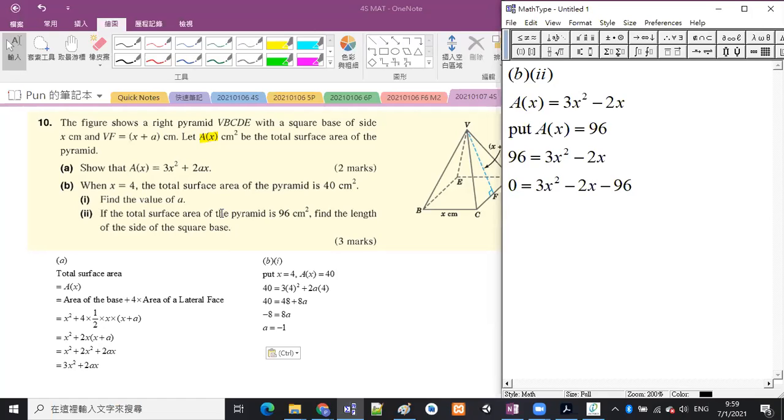And then it is a simple quadratic equation, and you may use the calculator to help you to find the answer. And what is the answer? Let's see. What is the answer? I need to use.